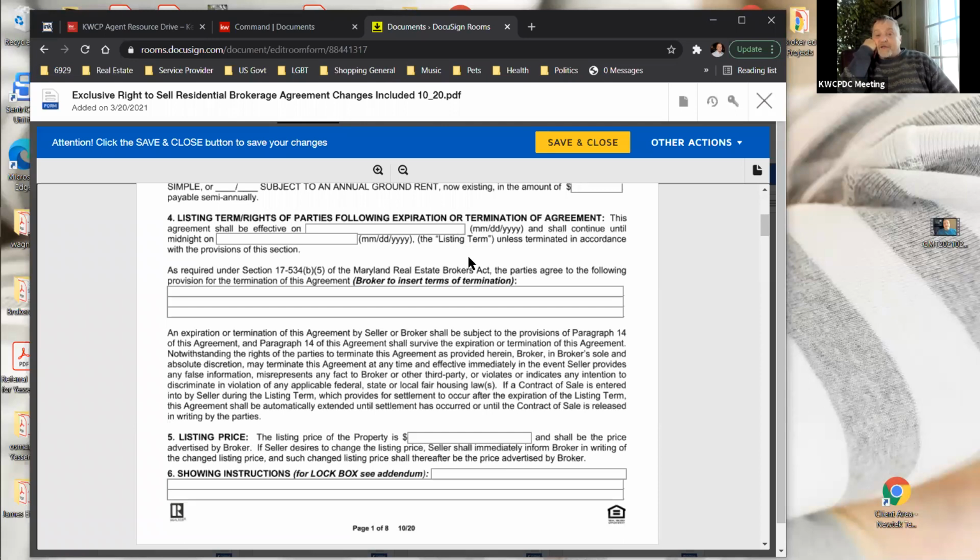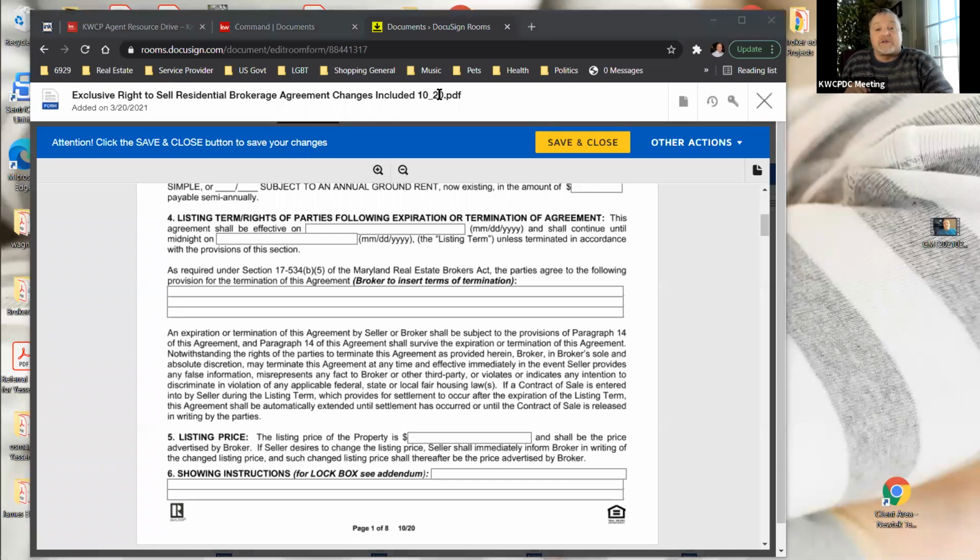So now I might point out the fact, gee, I see here that the listing broker hasn't signed your listing agreement. That's one example. If the listing broker has not signed the listing agreement, is that a valid listing? No, it's not. That's correct. It is not.